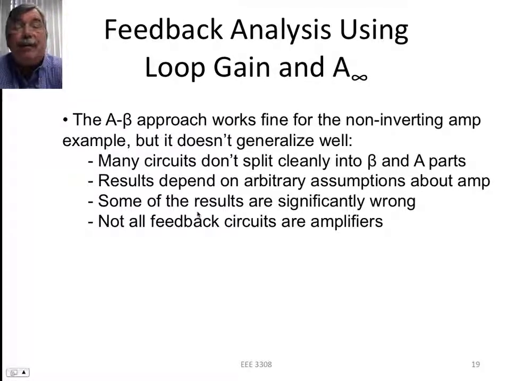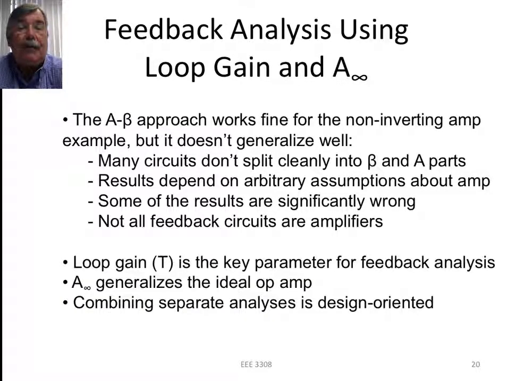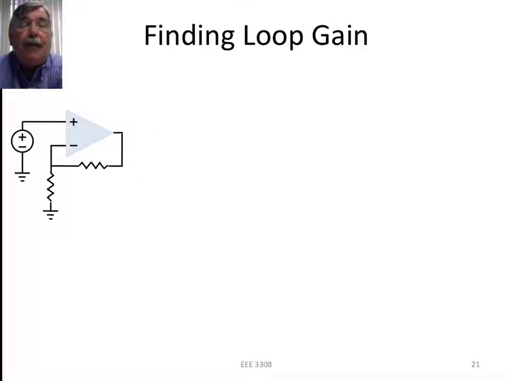So I'm going to show you a different way of doing this that's simpler. It doesn't involve a bunch of rules or anything. You just follow this procedure, and it's very general and doesn't depend on whether it's an amplifier. It also breaks the analysis into several pieces. You do one analysis and find the loop gain. You do a separate analysis and find the A infinity gain, and then you combine the two. That's a very design-oriented technique that breaks us down into easier analyses.